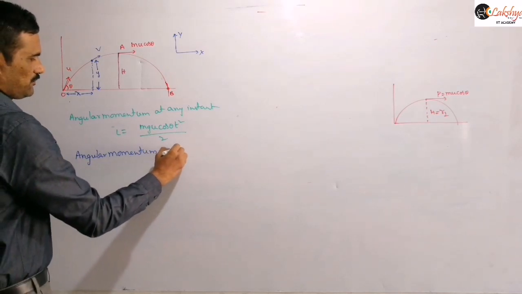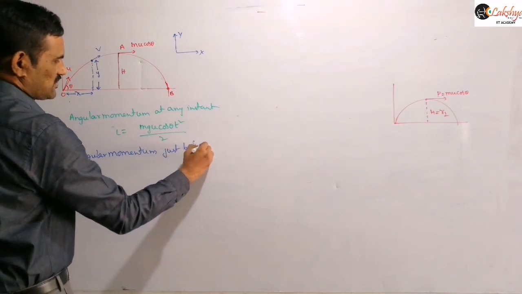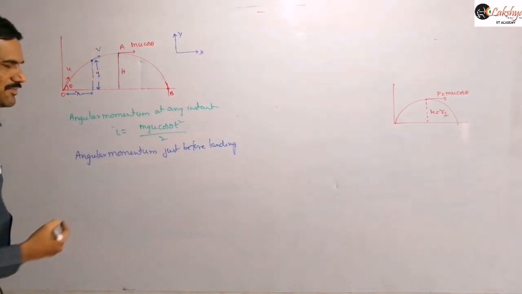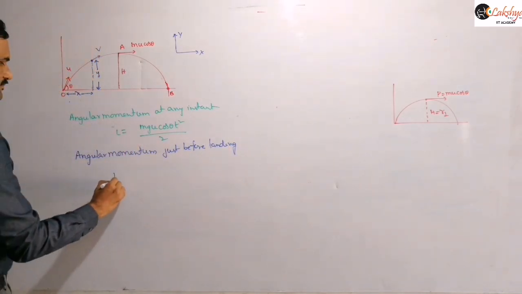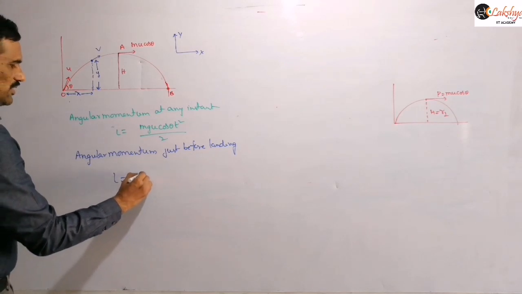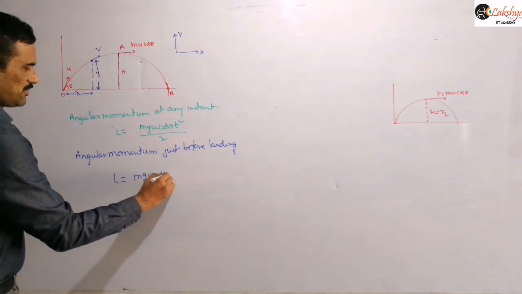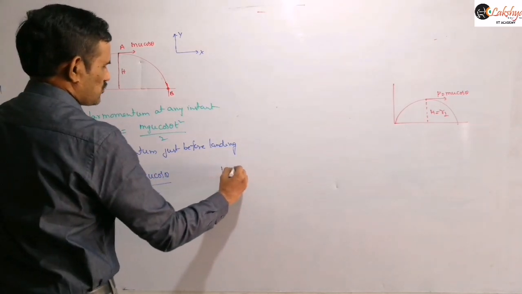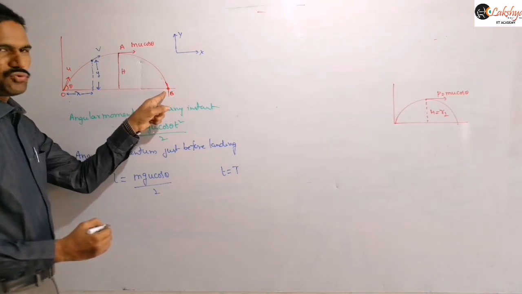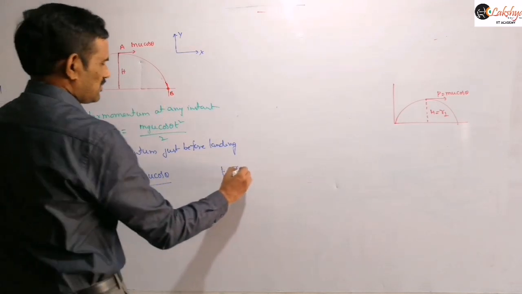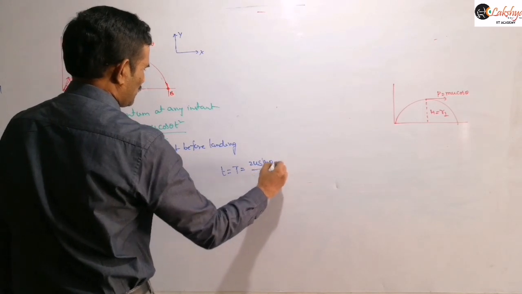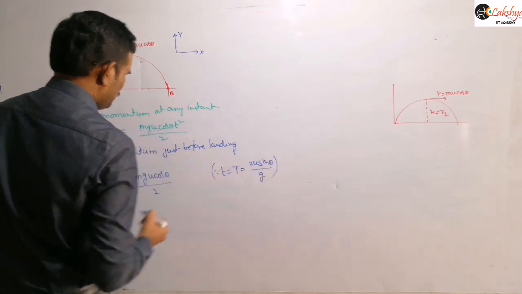Angular momentum just before landing. So simply, first I am calculating by this method. L is equal to mgu cos theta by 2 into t square. The t we need to substitute as the time of flight. The time taken to reach this point is nothing but our time of flight, so it is 2u sin theta by g, you can substitute here, right?